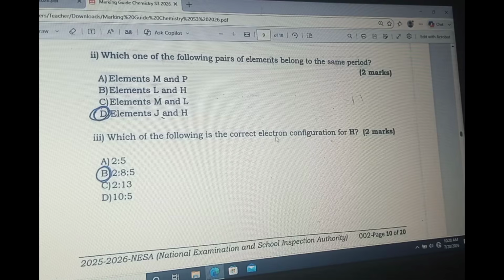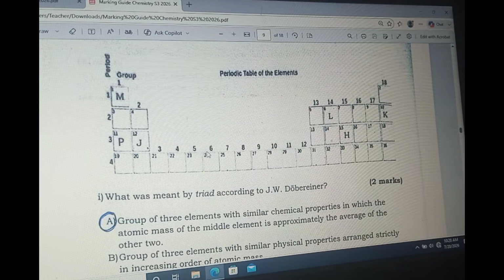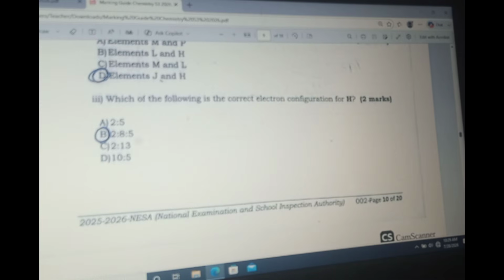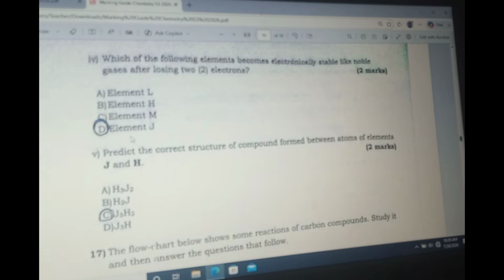Which of the following is the correct electron configuration of H? H has atomic number 15, which means the configuration is 2, 8, 5. Okay, that is why this is the best answer.